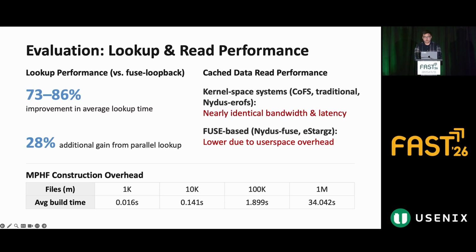For the cached data read performance, the results show that the kernel space systems, including CoFS, all achieve nearly identical bandwidth and latency because they all access the downloaded data in the kernel space. And the fuse-based solutions like Nydus fuse and E*GZ perform worse because they still read the cached data through the user space fuse system.